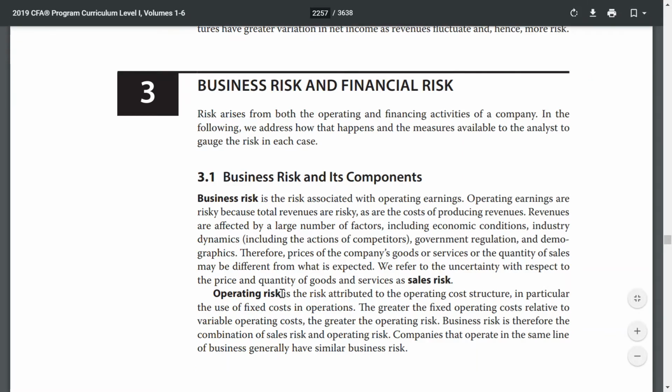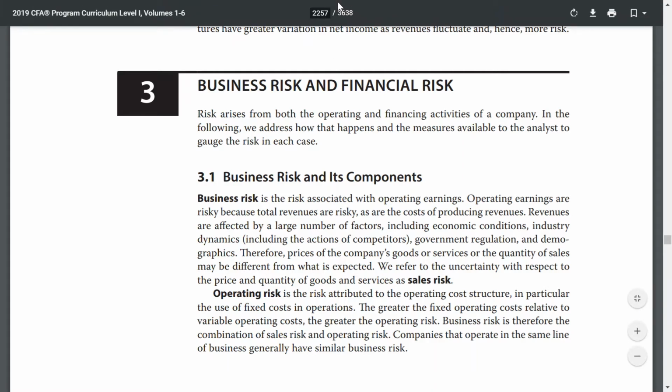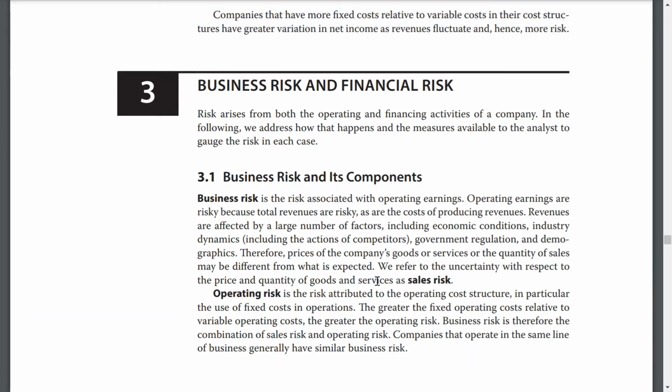Business risk and its components. Business risk is the risk associated with operating earnings. Operating earnings are risky because total revenues are risky, as there are costs of producing revenues. Revenues are affected by a large number of factors, including economic conditions, industry dynamics, including actions of competitors, government regulations, and demographics. Therefore, prices of the company's goods or services or the quality or the quantity of sales may be different from what is expected.